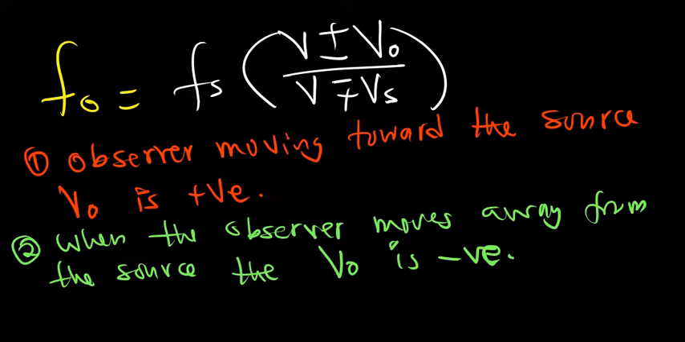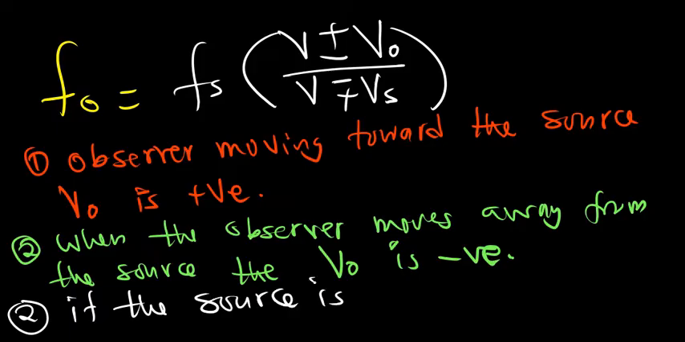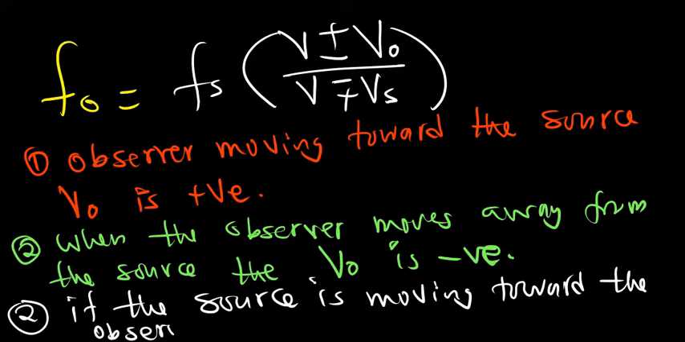Then now point 3. Now I'll talk about the VS. So point 3 is if the source is moving toward the observer, the VS is going to be positive. Okay?